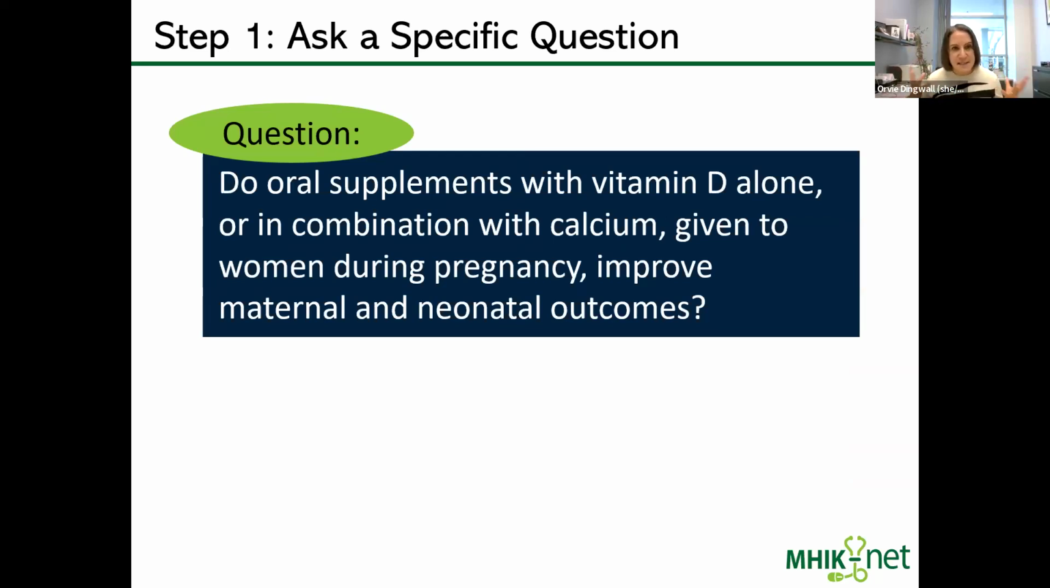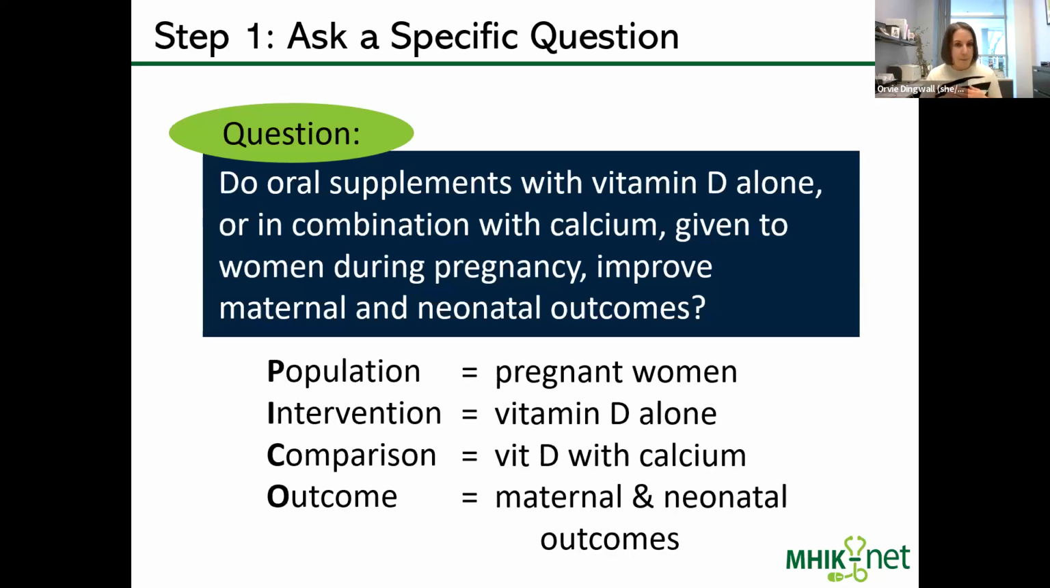So we have all these ideas in our head, and using PICO helps structure the question so that when we go to search for this information, we can do it in a structured way. The population here is the pregnant women. The intervention is vitamin D on its own. The comparison is the vitamin D with the calcium, and the outcome is the maternal and neonatal outcomes.